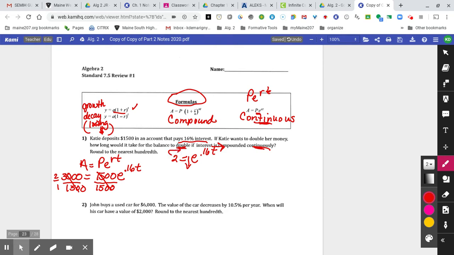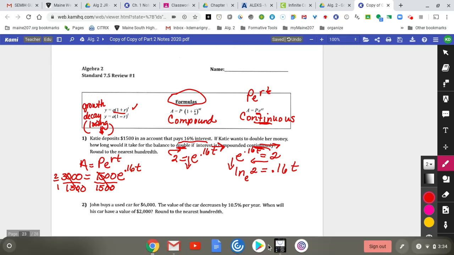Okay, so what that means is, and if that confuses you, you may want to write it a little differently. So this is what I mean. It's e to the 0.16t is equal to 2. So this goes down, this goes over, 2 comes back. Now here's what I have. I have ln base e of 2 is now equal to 0.16t. All right, this is where the calculator comes out.